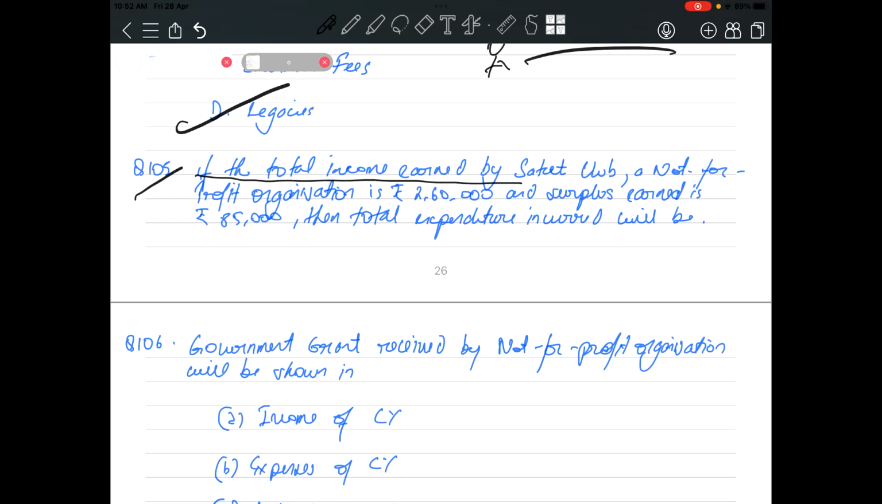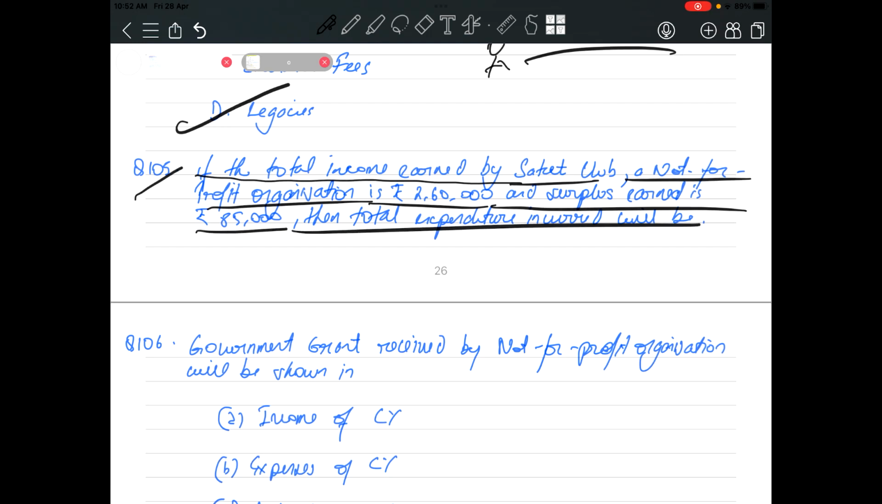If the total income earned by Saket Club, a not-for-profit organization, is 2,60,000, and surplus earned is 85,000, then what will be the total expenditure incurred?